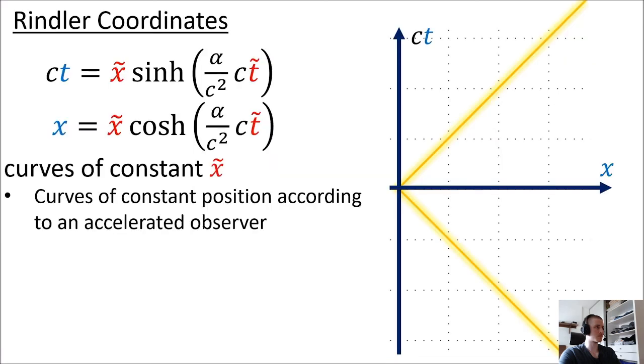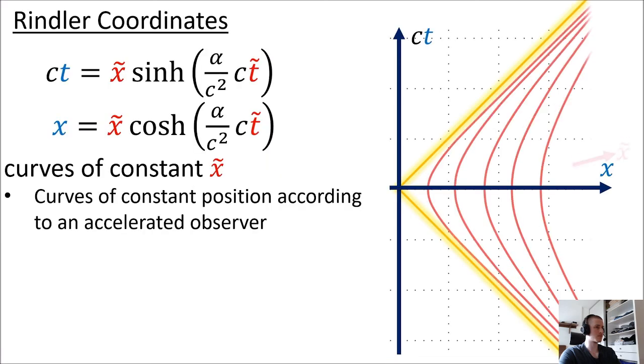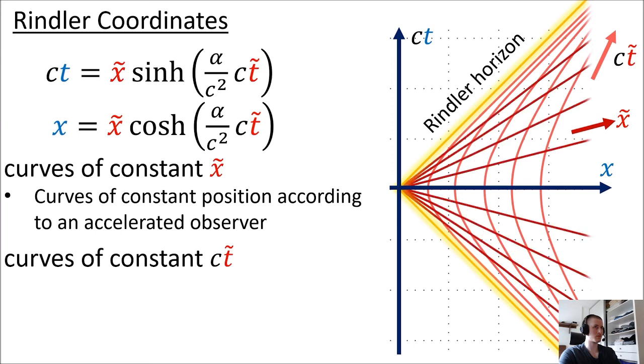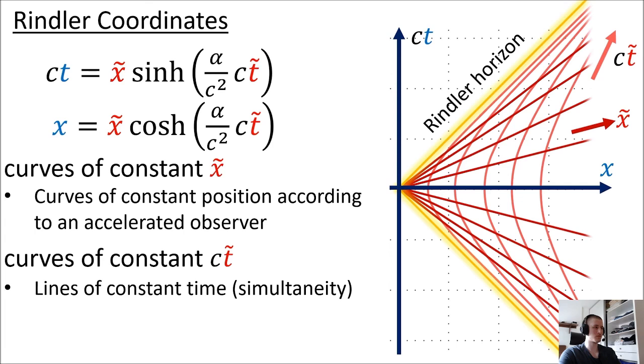The curves of constant x tilde are the curves of constant position according to an accelerated observer. These curves are a series of hyperbolic curves that all have the same Rindler horizon at the origin. Hyperbolas that are separated by equal proper distances at one point in time will maintain that same proper distance from each other for all time, just like the spaceships we saw before. The time coordinate ct tilde increases moving upward. The curves of constant ct tilde are actually straight lines that radiate from the origin. These are the lines of constant time. These show us where all the spaceships are located at any given moment along their journey.